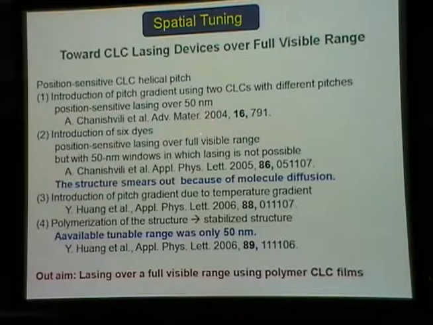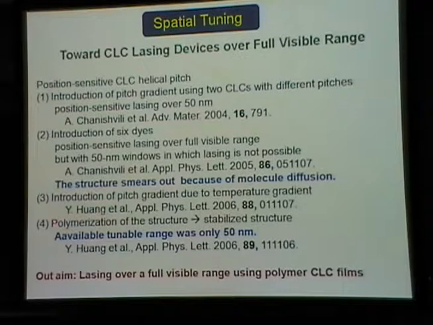But then after this work, they also reported position sensitive lasing over the full visible region. However, in this case, there is a small window, a 50 nanometer range where they couldn't achieve lasing. And moreover, in their case, they use 6 dyes, many dyes.